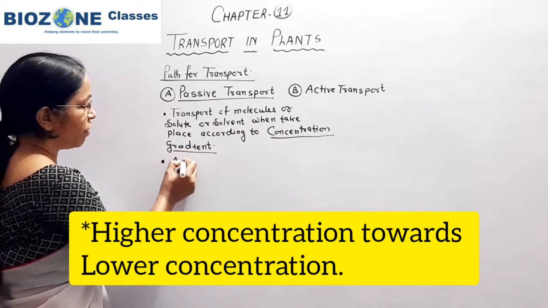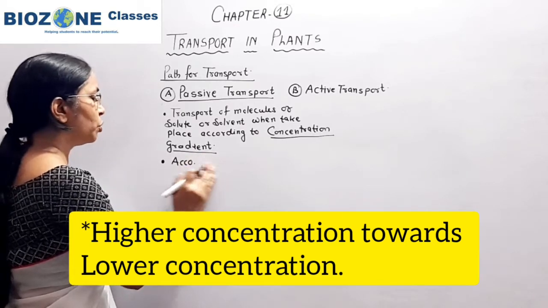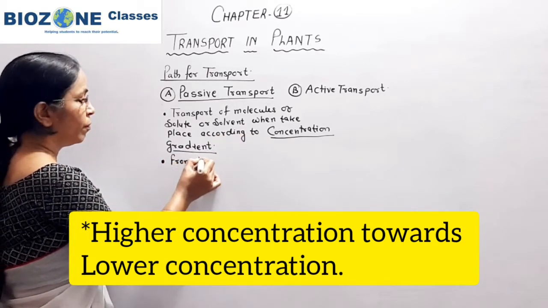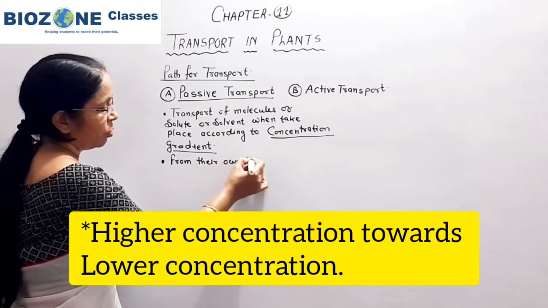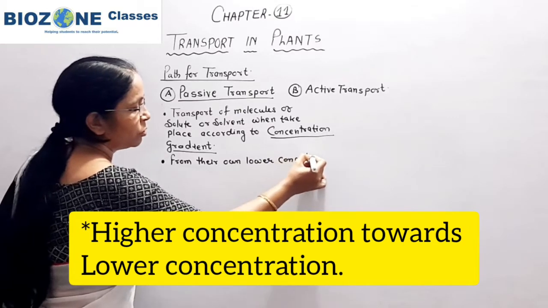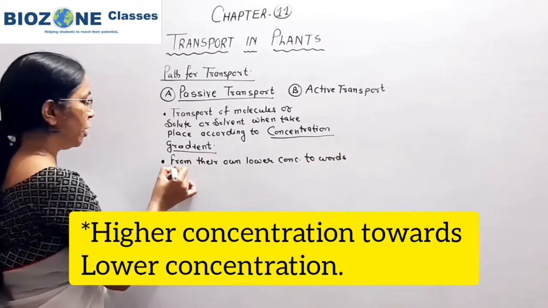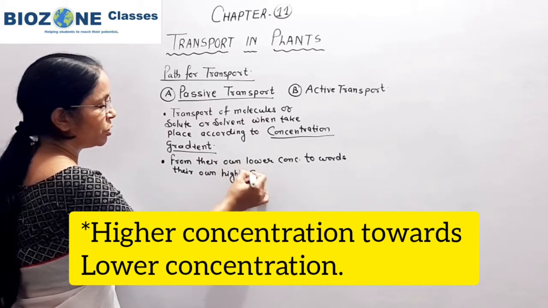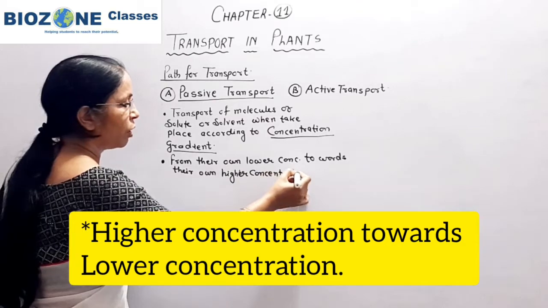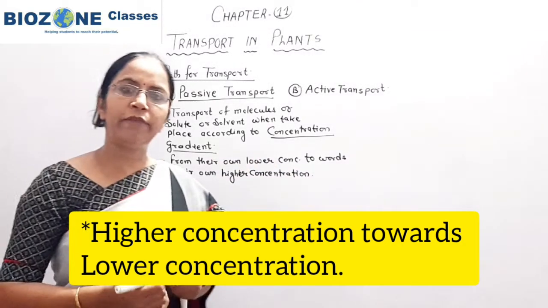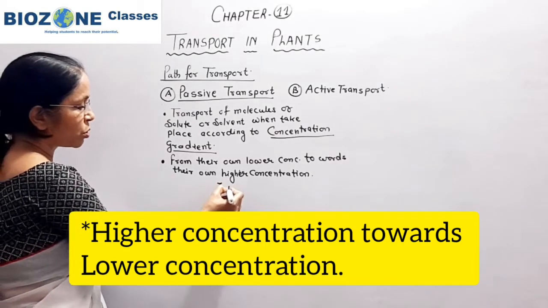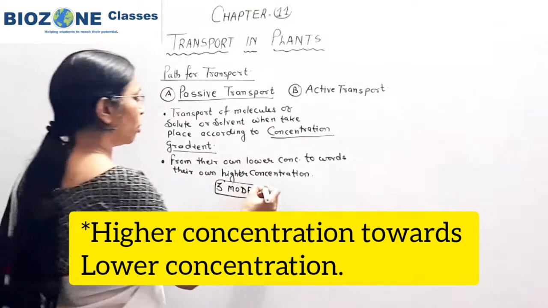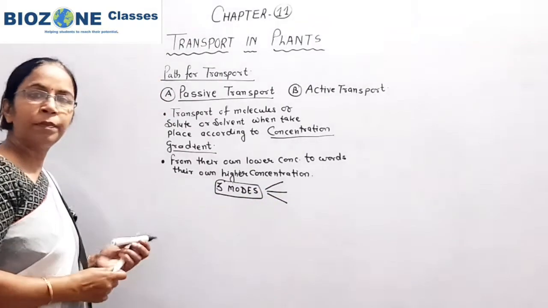Concentration gradient means whenever transport takes place from their own lower concentration towards their own higher concentration, then remember it is called passive transport. When we study passive transport, we mainly study three modes of passive transport, and what we include in these three modes is important.